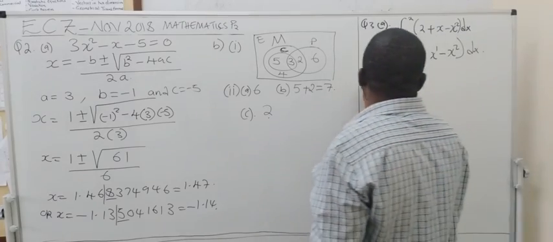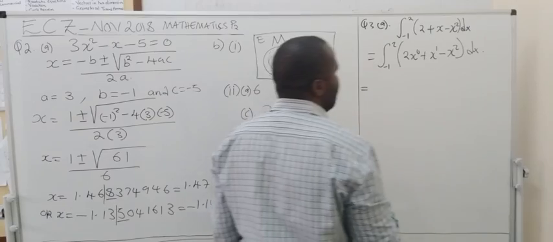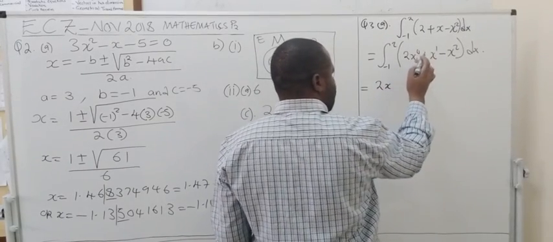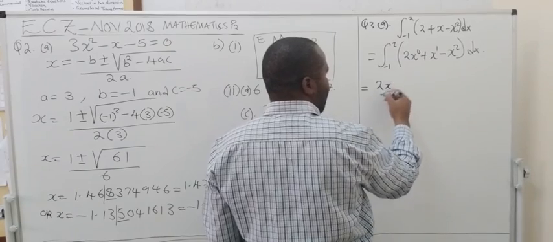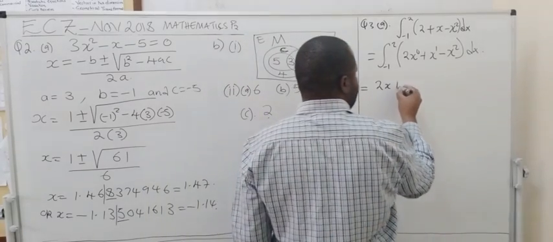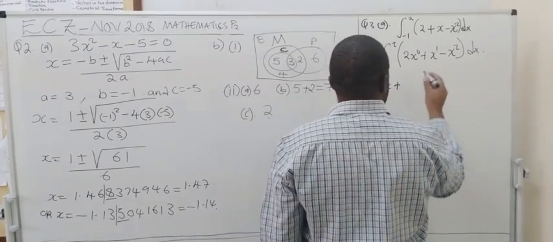Now, to integrate that, we'll say 2x. Here it is power 0. 0 plus 1, it will be 1 over 1. Or we just maintain it like that. Plus x.